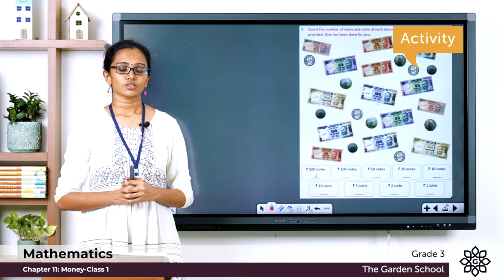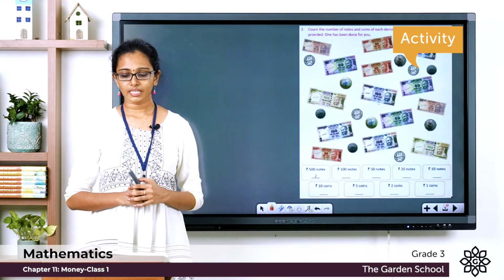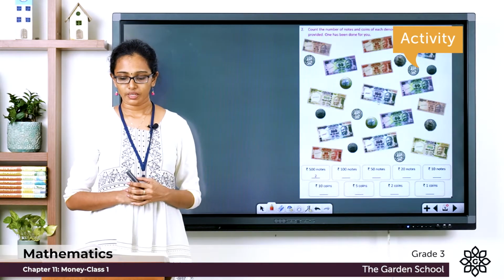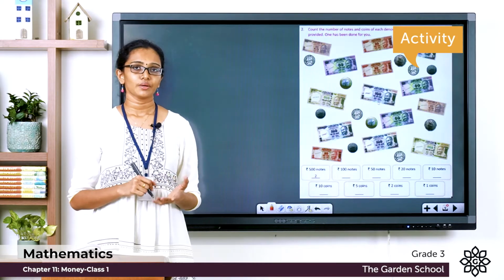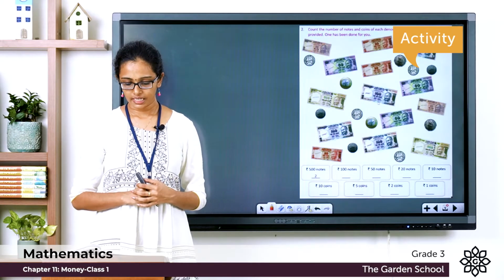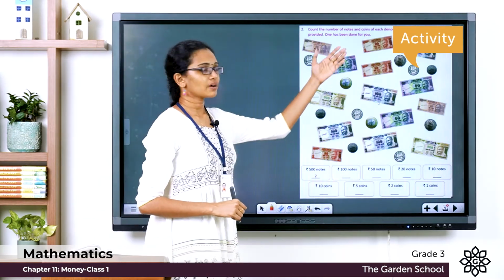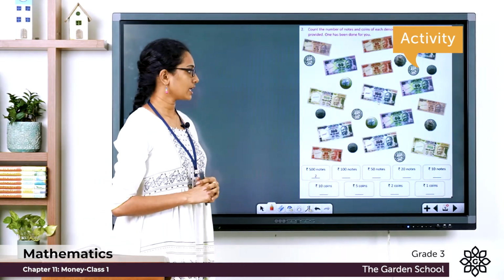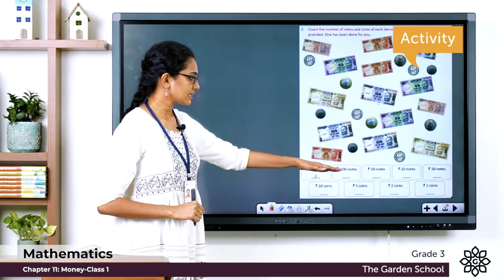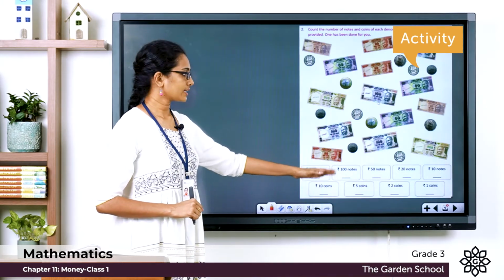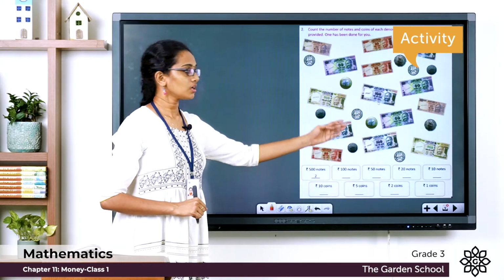Let me read the question to you. Count the number of notes and coins of each denomination and write in the space provided. One has been done for you. So here in this question, you can see the picture of a few notes and coins given here. At the bottom, you can see spaces are provided to write the number of each note or coin.